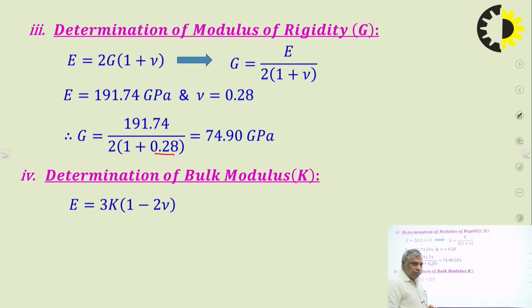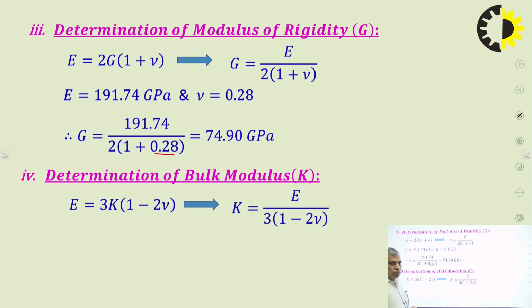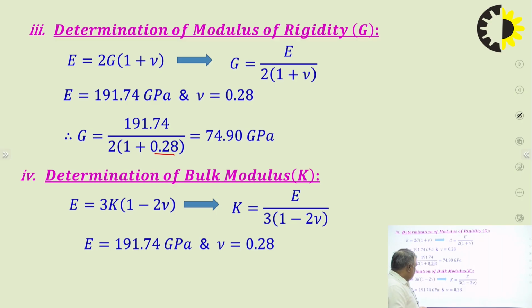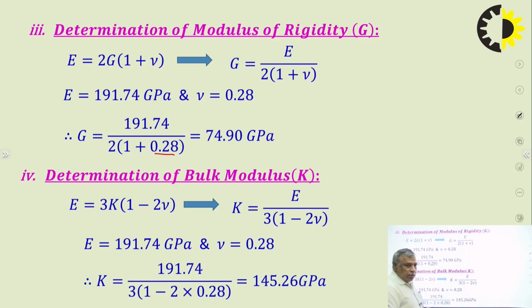So we use this. E is equal to 3K into (1 minus 2 nu). From here, K is equal to E upon 3 times (1 minus 2 nu). K is the bulk modulus. We just put the value of modulus of elasticity and the nu in this expression. We will get 145.26 gigapascal. This is gigapascal because I put the value here in gigapascal. Nu we have determined in the first step. So this is the answer for the bulk modulus. In this way we have determined all the 4 elastic constants from the given data.